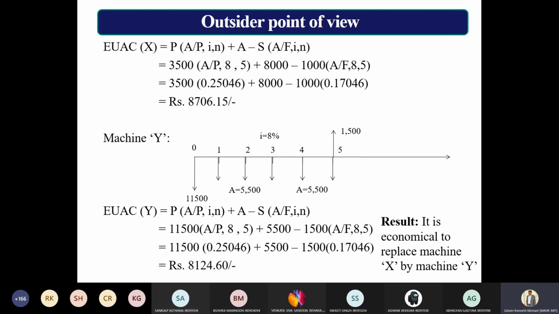See, when the assets are having equal life, you can continue with the insider's point of view. When the assets are having unequal life, you can go with the outsider's point of view. For unequal life, please remember, the outsider's point of view is the method that has to be used to calculate which asset is better. So please make a note of this.